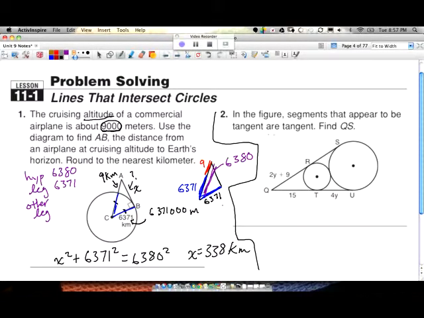In the figure, segments that appear to be tangent are tangent. Find QS. QS would be from here to here, all the way.